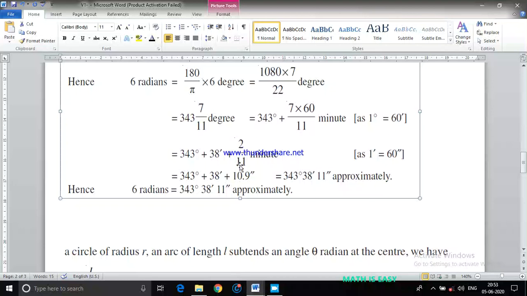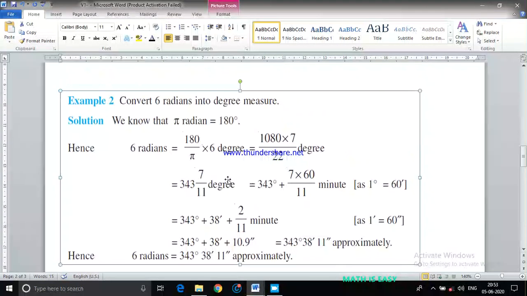So 2 by 11 minutes will be 2 into 60 upon 11. 2 into 60 upon 11 is 120 upon 11. So 120 upon 11, how many times will it cancel? 11 times 10 is 110, so 10 times it is cancelling. So 120 minus 110 is 10. If I put the decimal, it will become 100. 100 upon 11, 9 times. 9 elevens are 99. So 10.9 seconds.